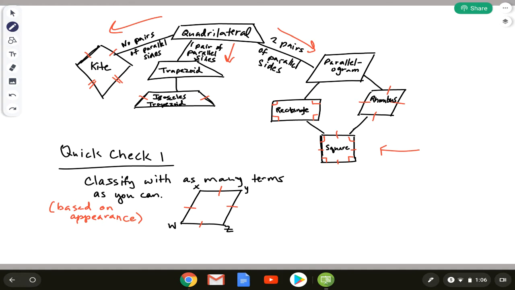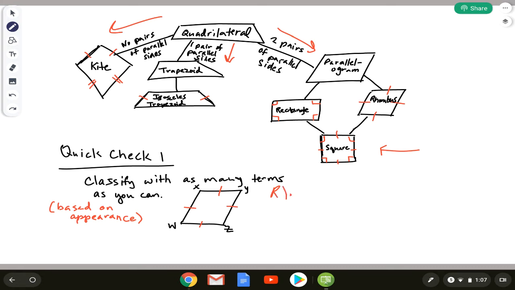Okay, so quick check 1 gives us a picture of this quadrilateral XYZW. And they're asking me to classify it with as many terms as I can based on appearance. Okay, so I know that, and this is based on appearance, which means it doesn't have to have everything marked like the parallel sides. They did tell me that the sides are all the same length. So to me, this looks like it would be a rhombus.